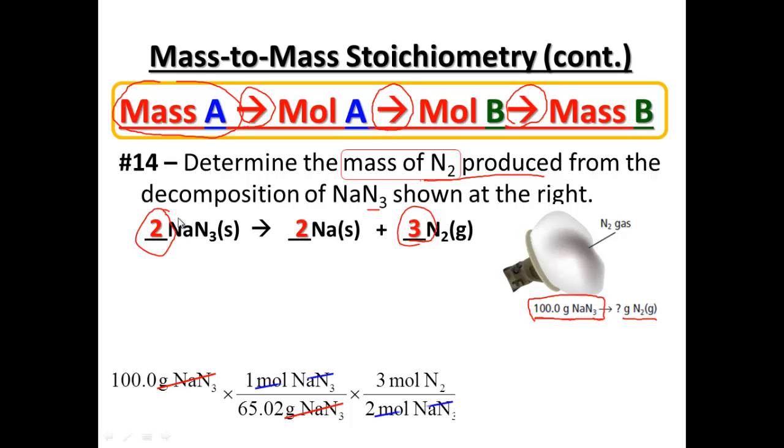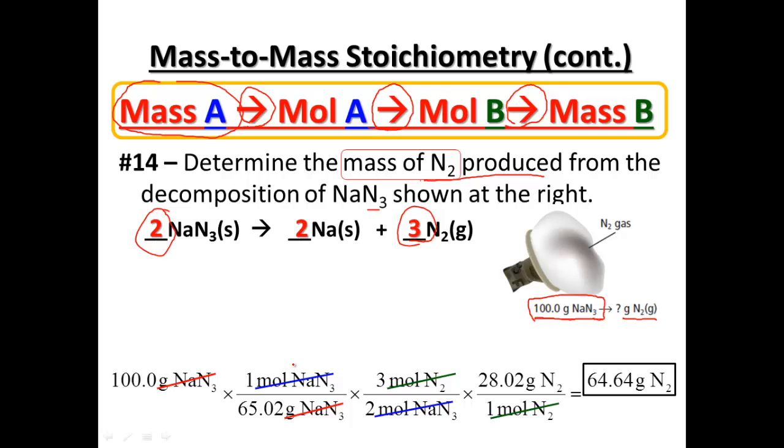So the mole to mole ratio is set up, and then our final step: we have 2 N's in each N2, so 28.02 grams over 1 mole of N2. Moles cancel moles. Numbers on top are multiplied, numbers on the bottom are divided. In the end, for sig figs, 64.6 grams of nitrogen would be produced, starting with our 3 sig figs. But we have 4 sig figs this time, so we'll keep the 64.64 grams of nitrogen.